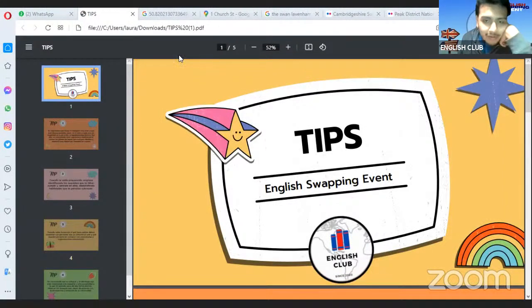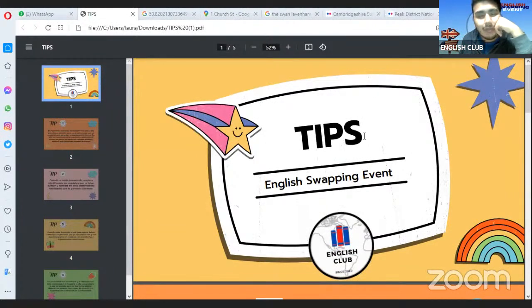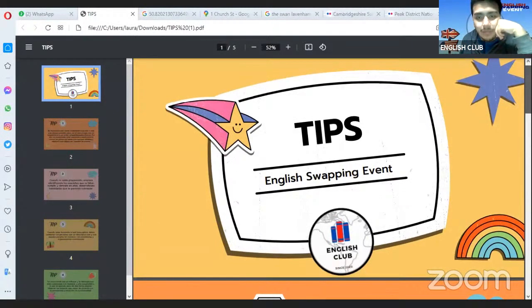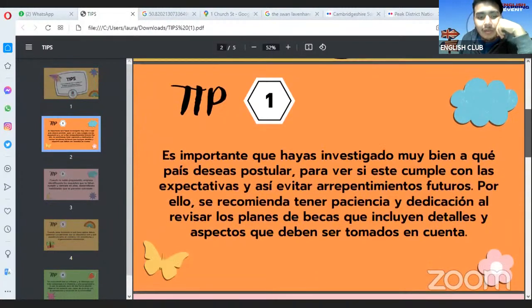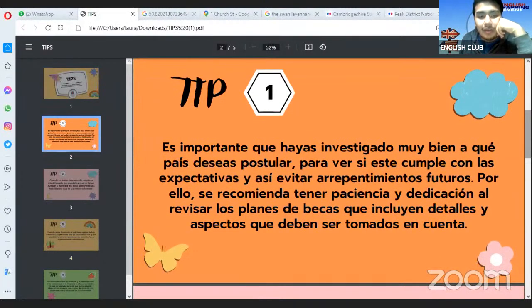Chicos, uno de los pocos tips que se les ofrece, o bueno, que se ha estado recopilando con respecto a las personas que han viajado al extranjero, han tenido la oportunidad de poder viajar, por favor, no sé si puedes pasar al siguiente PPT. Son 5 primordialmente. Es importante que hayas investigado muy bien a qué país quieras postular, para que puedas cumplir las expectativas y así evitar arrepentimientos futuros. Y conviene tener paciencia y dedicación a revisar los planes de las becas que incluyen detalles y aspectos que deben ser tomados en cuenta.